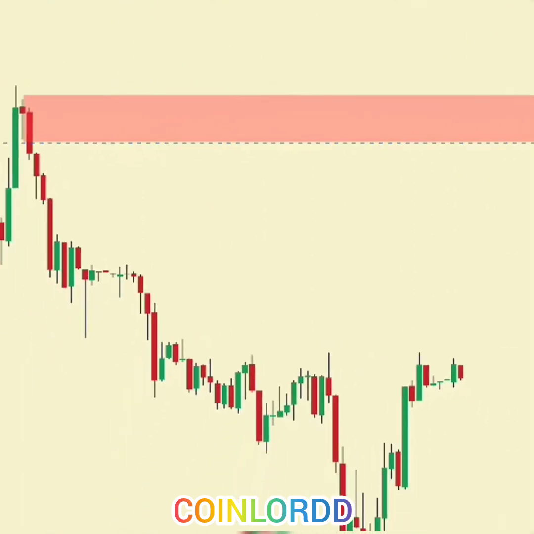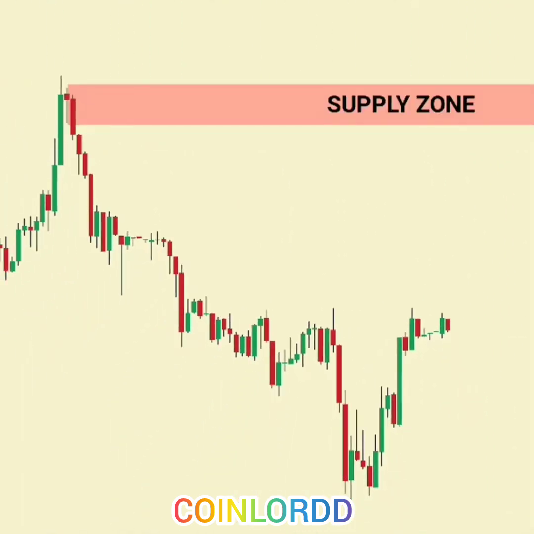The first thing I identified was this supply zone, and this wasn't my entry area. Instead, it was my high probability target zone. Now, many traders focus only on finding where price might reverse, but I wanted to know where the market was most likely to react before reaching this target. To answer that question, I needed something more than a simple zone, which is why the next step became very important.